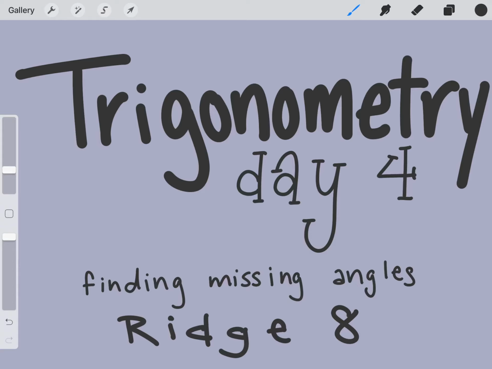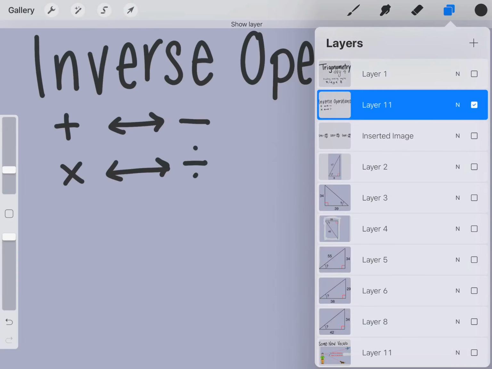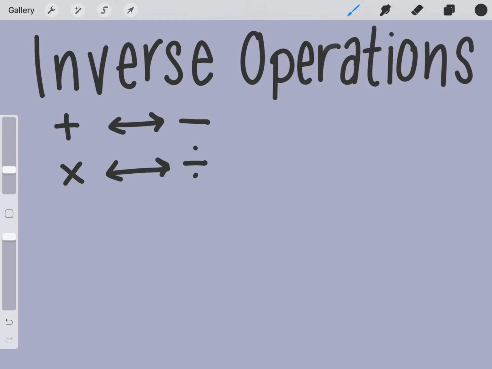Today we're going to be focusing on finding missing angles. Last class we focused on finding missing sides. Super similar to what we're doing today, but now it's just focusing on the angles instead. So in order to do that, it's going to be important that we have an understanding of inverse operations.